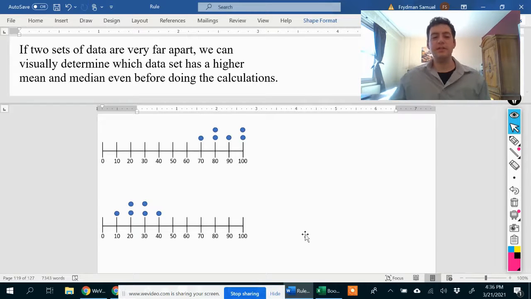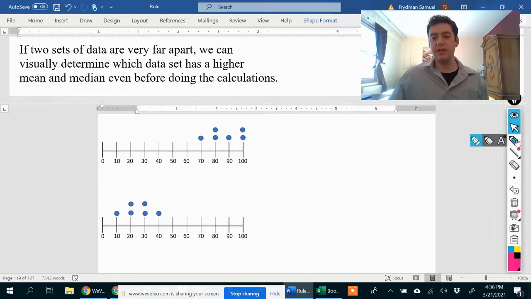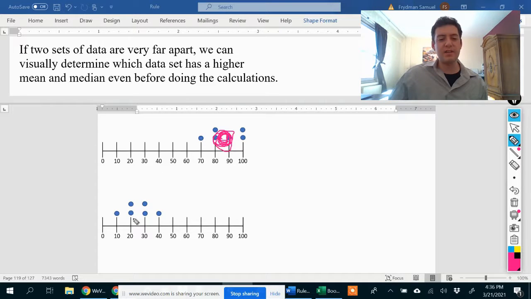Okay, hopefully you were able to determine, even before doing any calculations, that the middle of these dots is right around here somewhere. I'm not going to say it exactly, but right in this general area is the middle of these dots, so somewhere in the 80s, let's say. The middle of these dots looks to be about here somewhere in the 20s, right?